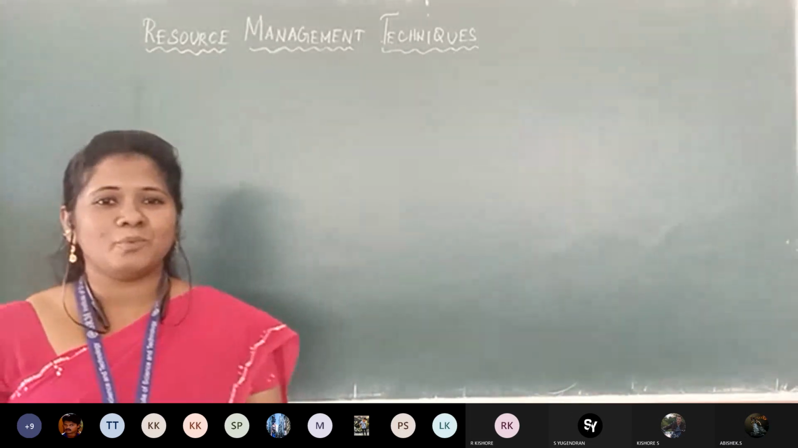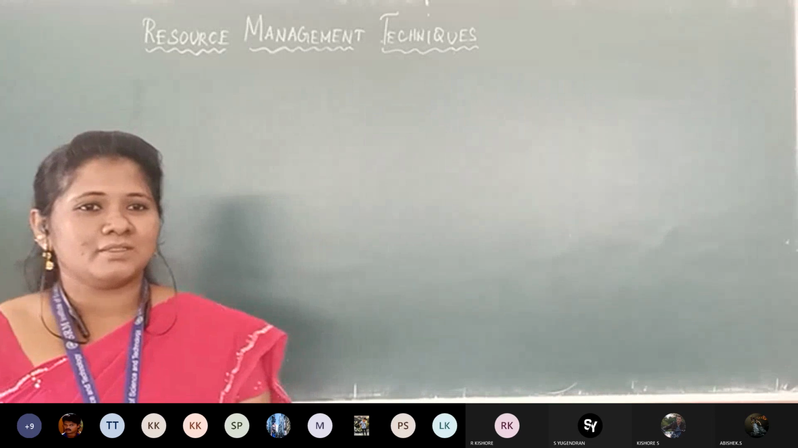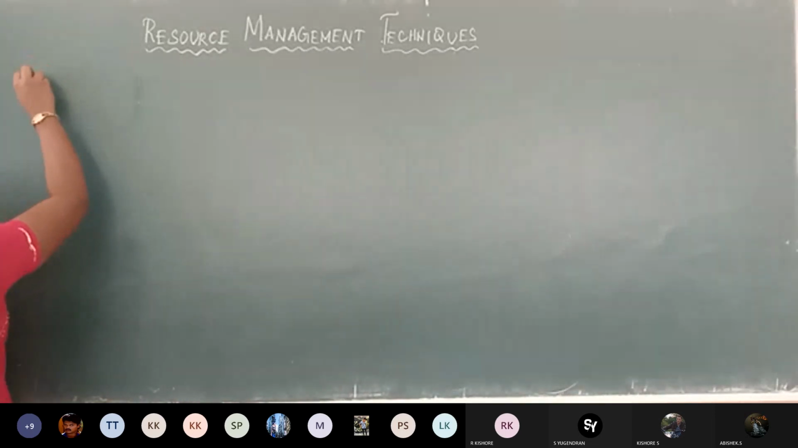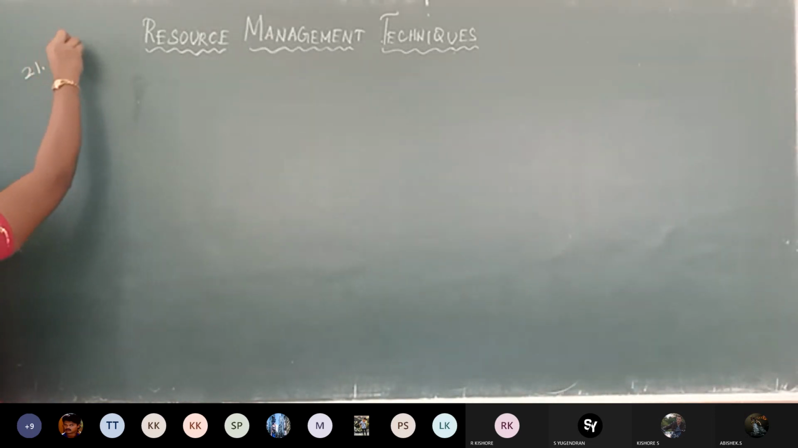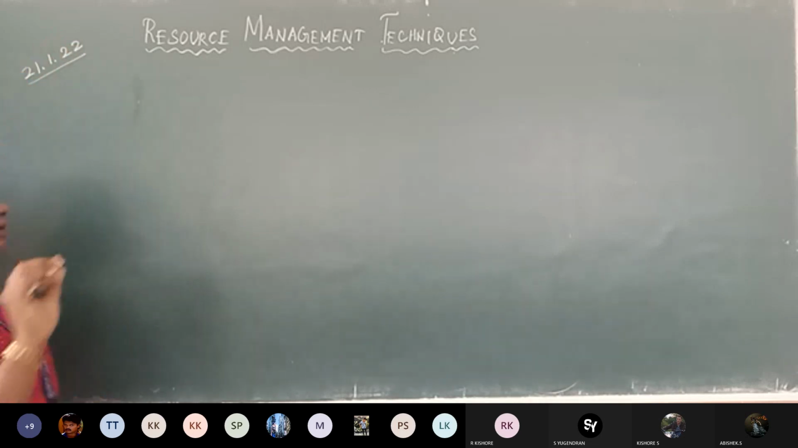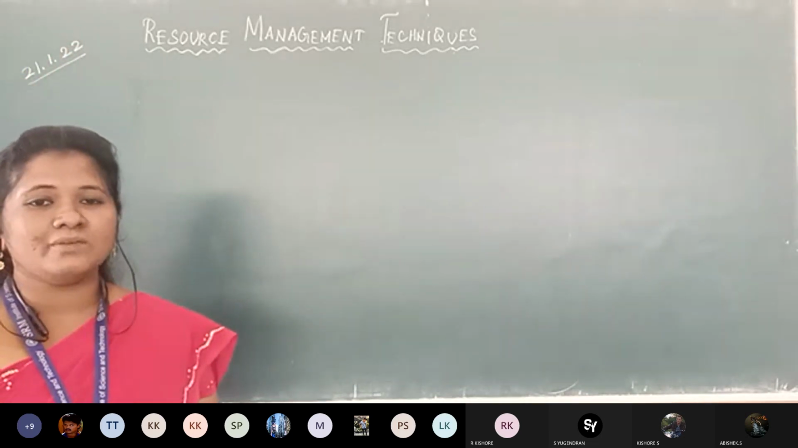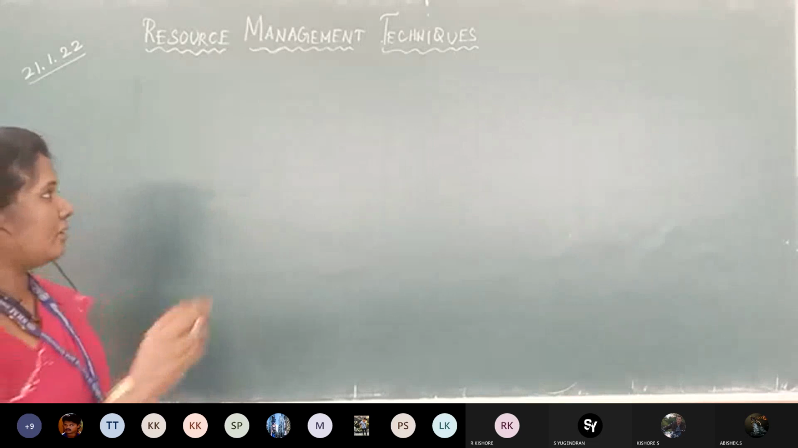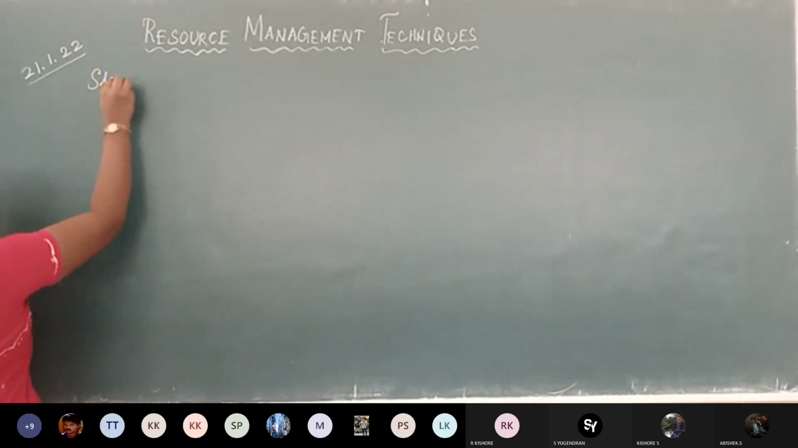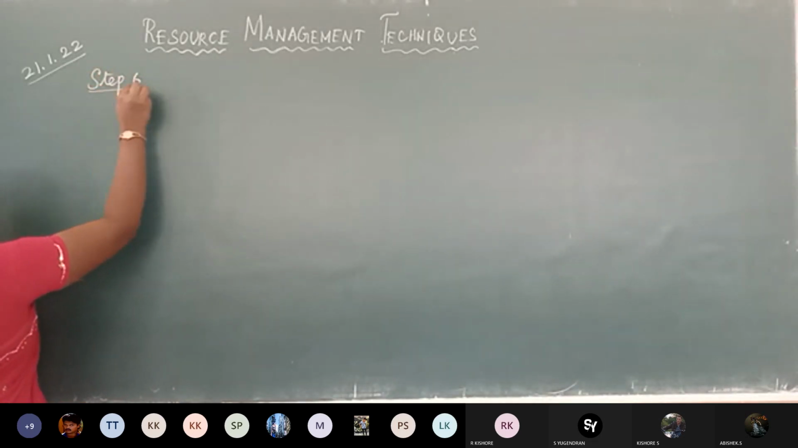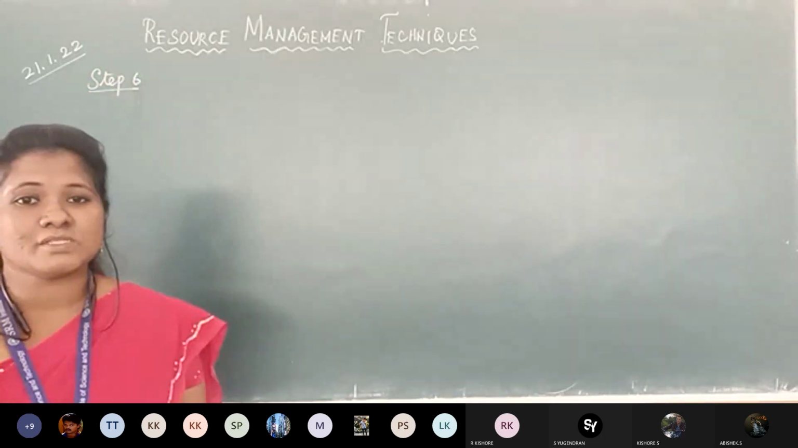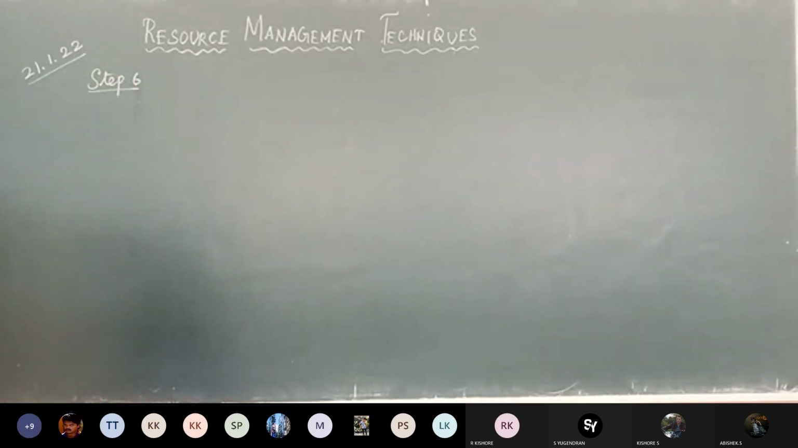Take your notebook and start writing. Put today's date, 21/1/22. We are finished with step 5, so we will go on to step 6. Write it as step 6. This is your step 6 for the procedure in the simplex method.